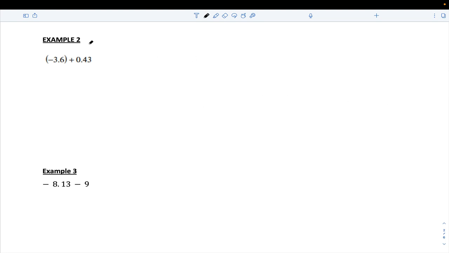Example 2. We have 3.6, which is a bad guy, and a positive 0.43. Who would win this battle? They are fighting. Are the bad guys winning? Or the good guys winning? Turn and talk to your partner. Odds you're starting. Juliet, talk to Henry. Who wins this battle? Example 2, good or bad? Why? Go. Odds you're starting.